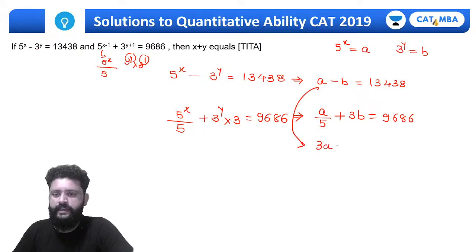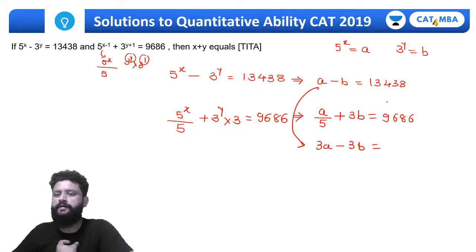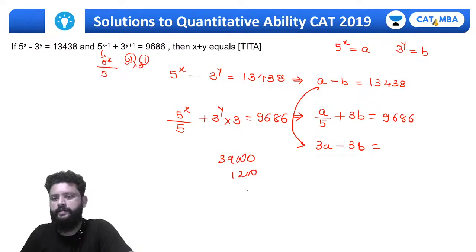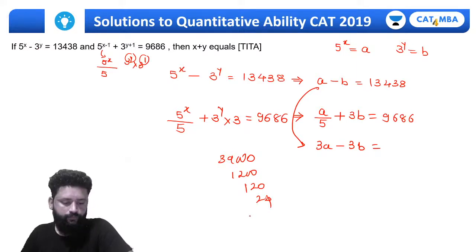क्या करना था यहाँ पे, 3a minus 3b will be equal to 13,000 का 3 times is 39,000, 40,200, 400 is 40,000, 1200 and 39,000, 40,200 and 300. $39,000, 1200. ट्रायल एंड एरर से किया कैसे? ट्रायल एंड एरर से कैसे?